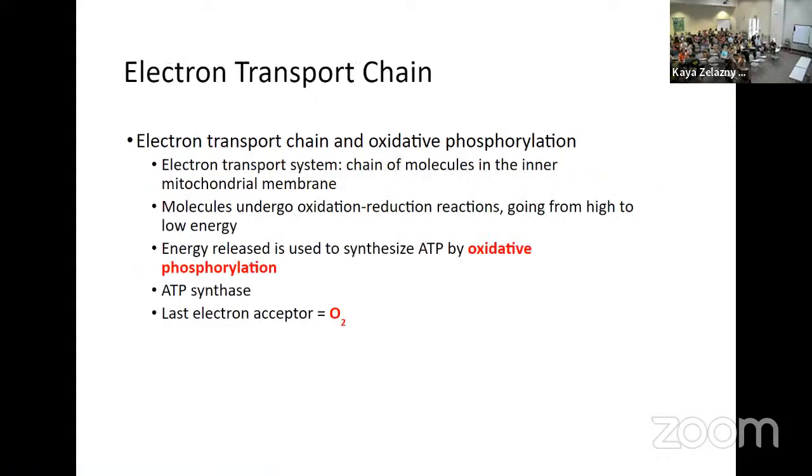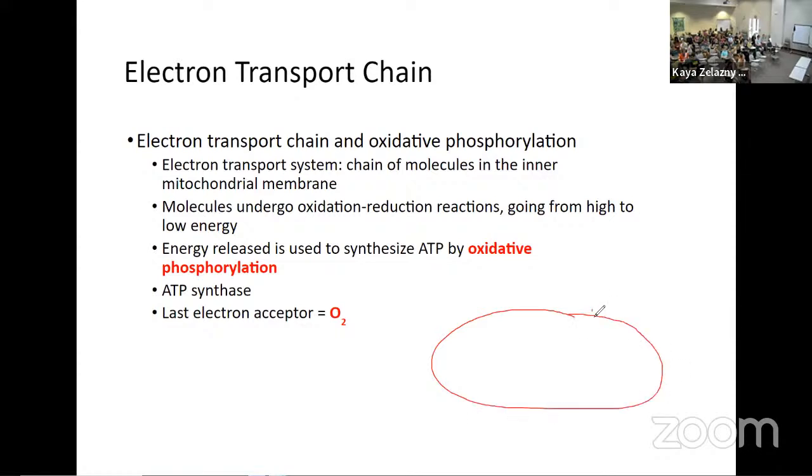So the electron transport chain itself is a chain of molecules embedded in that inner mitochondrial membrane. So I was drawing that mitochondrion before, right? So outer membrane here. Sorry about my atrocious handwriting. Inner membrane is here.